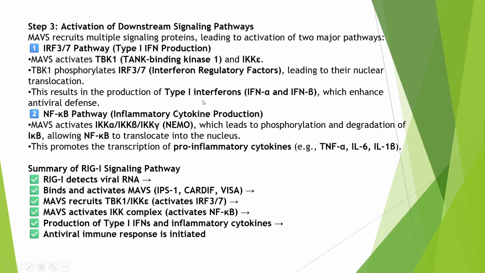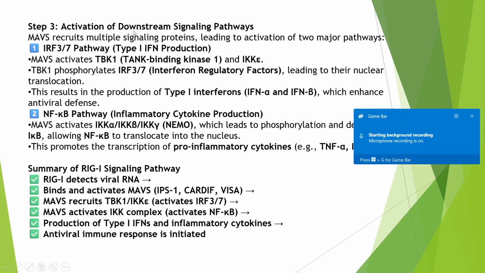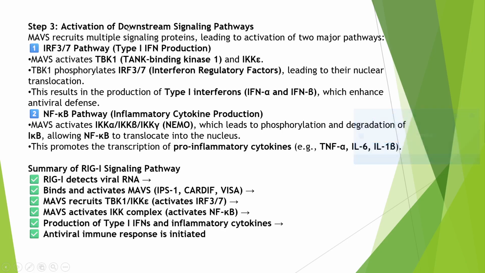So the third step is activation of downstream signaling pathways. After recognition of the viral RNA, there is activation of RIG1 via ubiquitination and then interacting with MAVS. Now there will be downstream activation by MAVS. So MAVS then recruits multiple signaling proteins leading to activation of two major pathways, that is IRF3, IRF7 for type 1 interferon production, and NF-kappa B, that is inflammatory cytokine production.